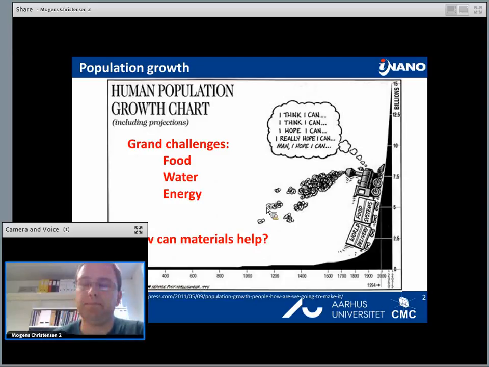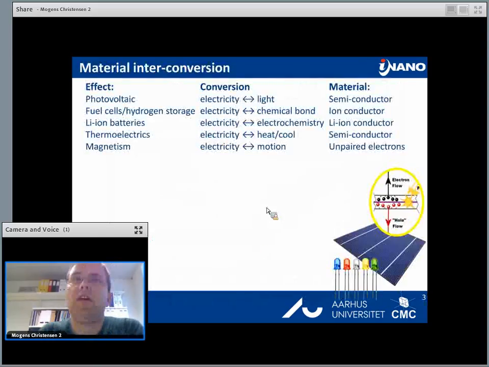So if we look at materials interconversion, it's possible to interconvert between electricity and other sources of energy or storage. So what I'm showing here is, for instance, if you have photovoltaics, you can interchange between electricity and light. So photovoltaics is a semiconductor, but by the generation of electron-hole pairs, you can either, from the light of the sun, create energy, or you can make an LED light bulb light up. But the principle behind is the same.